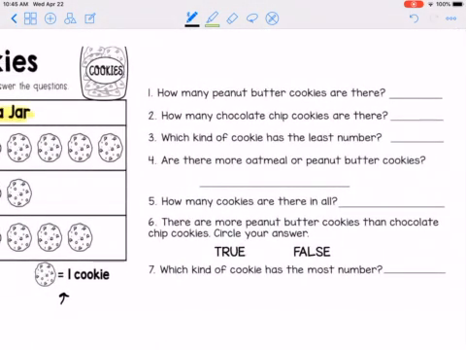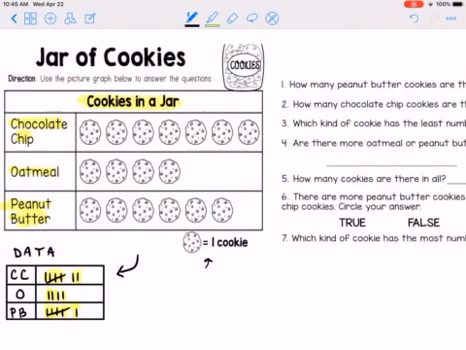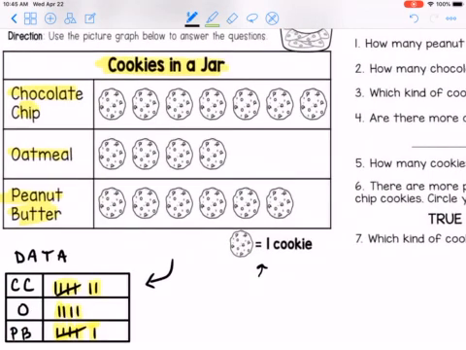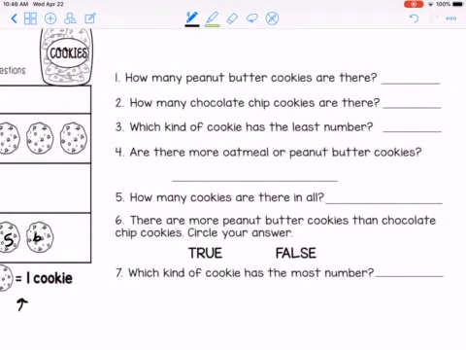So number 1 says, how many peanut butter cookies are there? Well, we know that our scale is 1. So we can either look at our data set or our picture graph, and we're just going to count. That's all we have to do. So 1, 2, 3, 4, 5, 6. There are 6 peanut butter cookies.